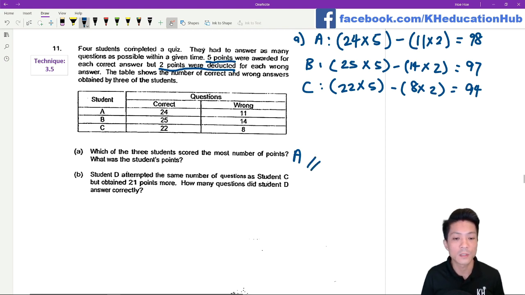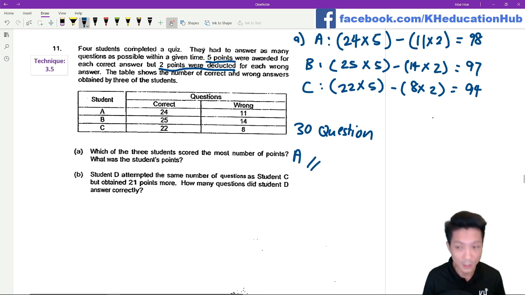But student D attempted the same number of questions as student C, which means that 30 questions, but obtained 21 points more, which means that 94 plus 21 would be 115 points. How many questions did student D answer correctly?